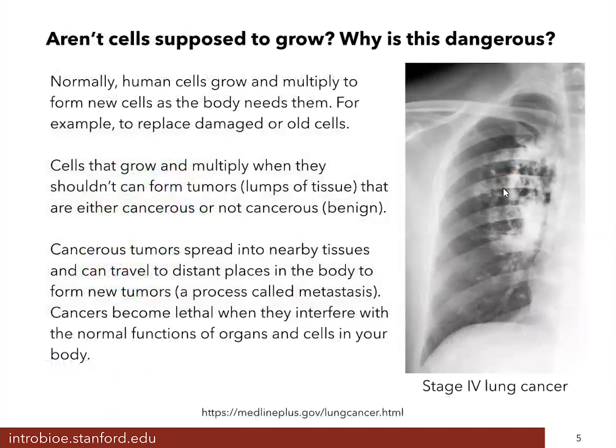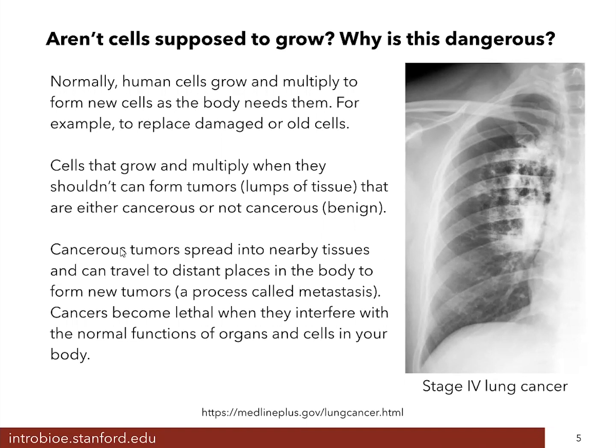Now, I think an easy question to ask at this point is, aren't cells supposed to grow, right? Why is it dangerous that cells in your body are dividing? Although cells in your body are supposed to grow, they usually grow or multiply in order to fulfill a need. For example, they may replace old cells, but when they grow and multiply when they shouldn't, then they start to form tumors or little lumps of tissue that can either be cancerous or not cancerous. And whether you're cancerous or not is really just a measure of how fast you're growing, how dangerous you are to the rest of the body.